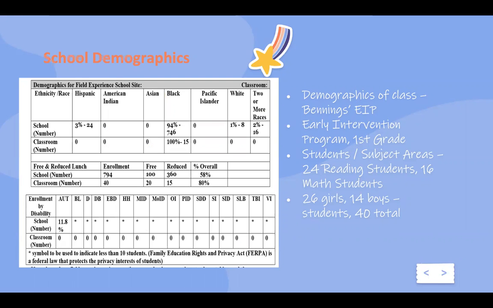As far as the demographics for our school, it goes as follows. We have a 3% Hispanic population, 94% Black population, 1% white, 2% two or more races. We have 794 students currently enrolled, with 100 receiving free lunch and 360 receiving reduced lunch. We also have an 11.8% autism rate.